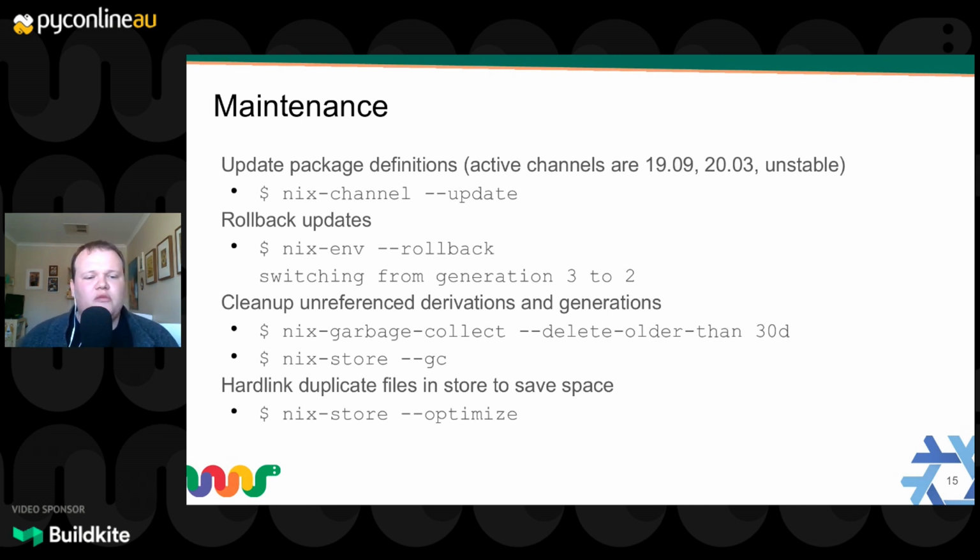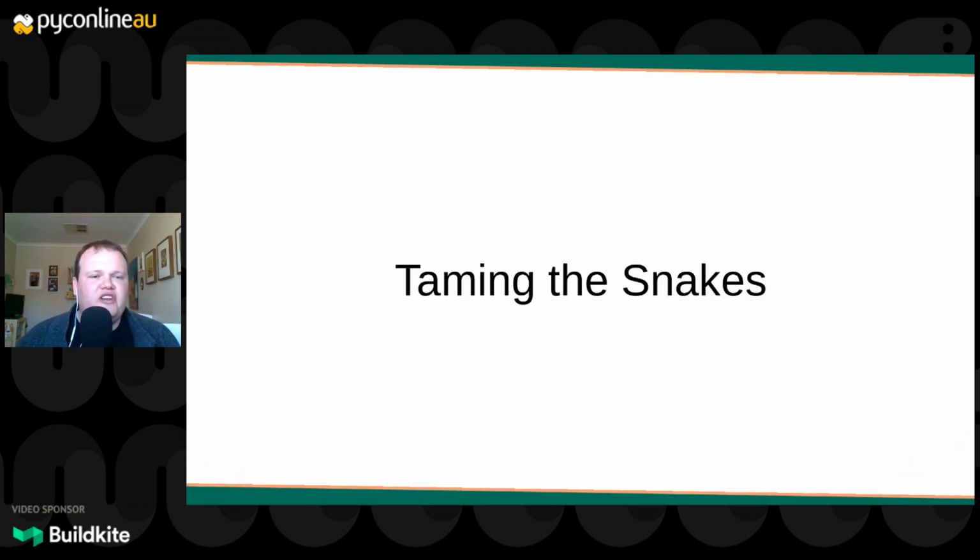You can perform some garbage collection. So if you decide that you're not going to need to roll back to anything more than 30 days ago, you can delete older generations by a certain amount of time. You can also ask the Nix store to garbage collect any packages that might have been installed to build something, but now that thing has been built and you just want to get rid of all the sources. We can also hard link duplicate files in order to share space.